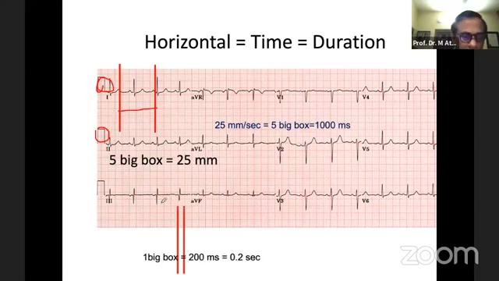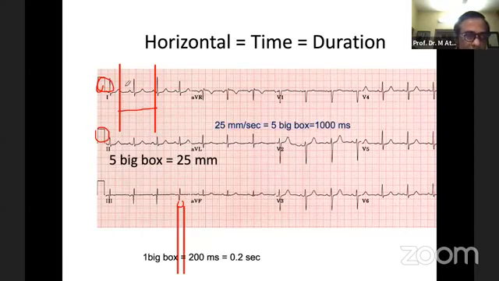And there will be some small boxes within these 5 big boxes. These are the small boxes. This is the area of the small box. And each small box has 5 smallest boxes. One big box is 200 milliseconds, that is 0.2 second.